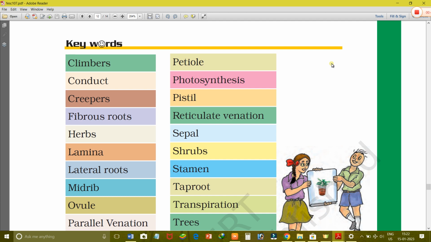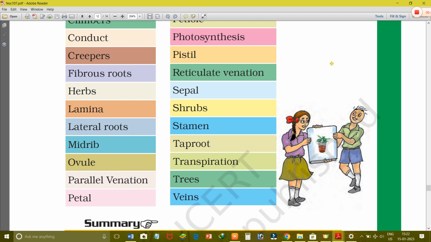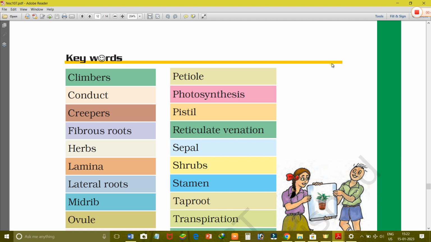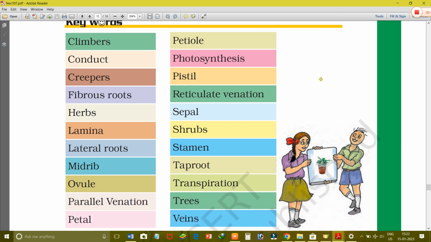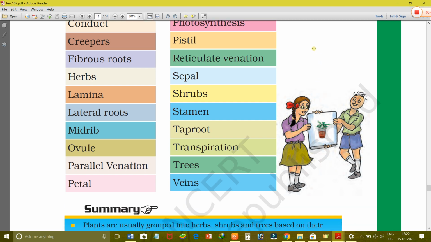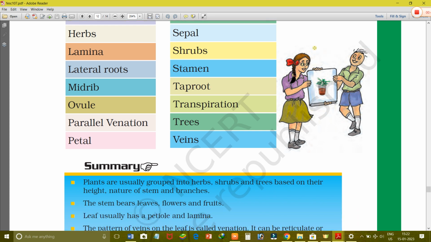Keywords: climber, conductor, creeper, fibrous root, herbs, lamina, lateral root, midrib, ovule, parallel venation, petal, photosynthesis, pistil, reticulate venation, sepals, shrubs, stem, taproot, transpiration, trees, veins.